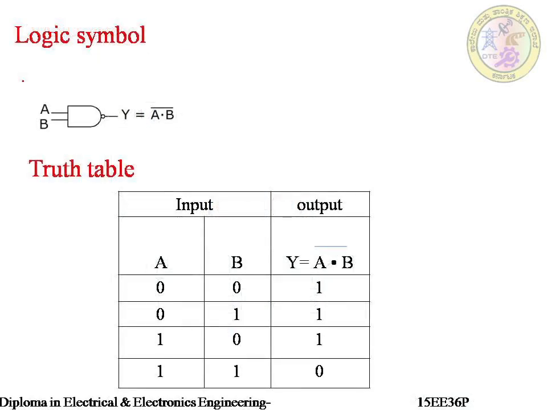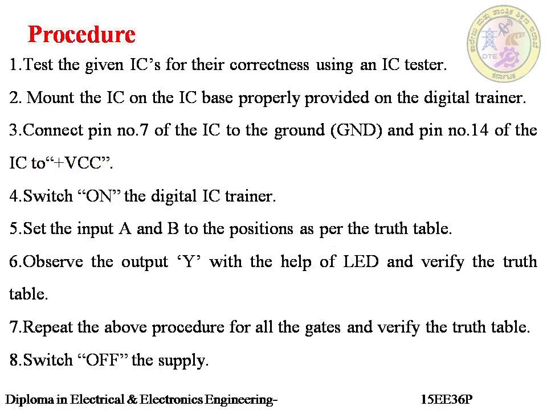The NAND gate gives output when any one of the input or both the inputs are absent. If all the inputs of the NAND gate are present, the output of the NAND gate is 0. That is, it does not give output only when all the inputs are present. The procedure for conducting this experiment is as follows.